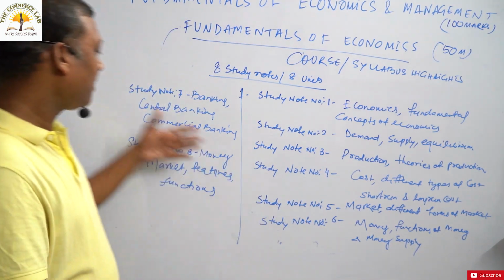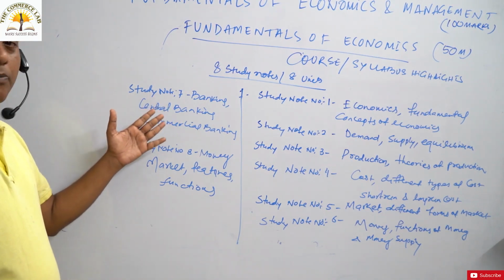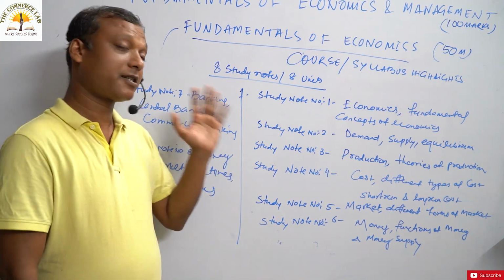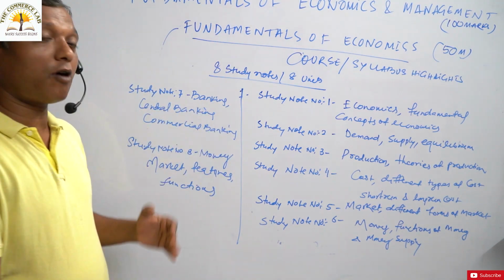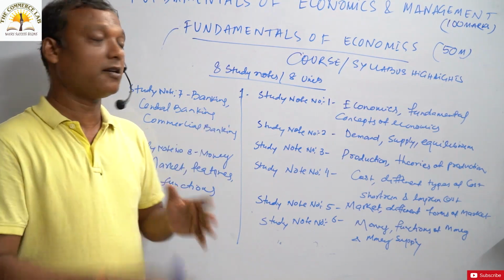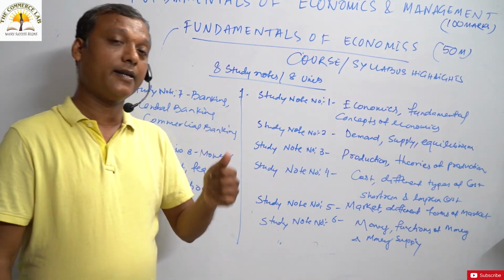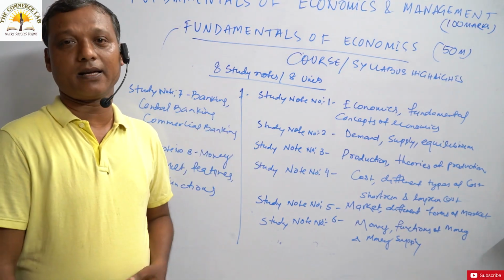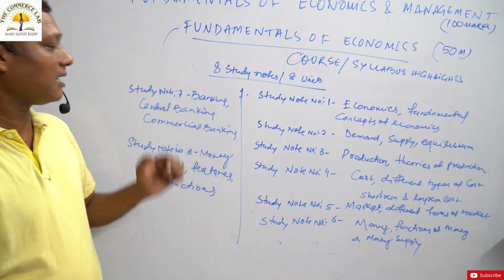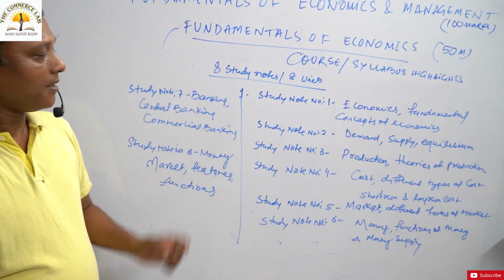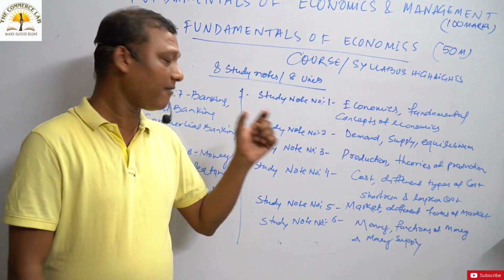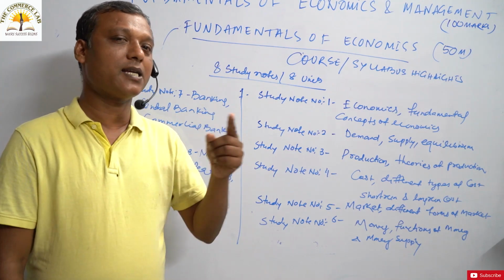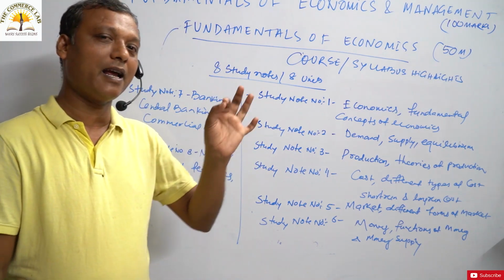Then coming to the next chapter, number 7, we will study banking. Let me tell you the structure of banking. Before talking about banking, you should understand that the structure of banking is classified under 2 heads. One will be your central bank, one will be your commercial bank. In each and every country, you will find a single central bank. Remember, the central bank is always one and single in each and every country.